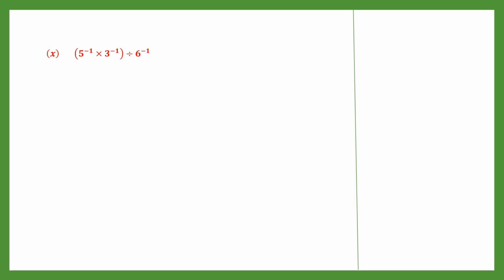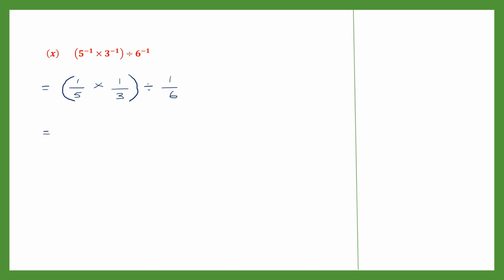Question 10. So here we have in brackets 5 raised to a negative power and 3 is also raised to a negative power. Product of these two divided by 6 raised to minus 1, another negative power. So we know what to do when we have negative powers, isn't it? 5 raised to minus 1 will now become 1 by 5 raised to 1, which is 5 itself, into 3 raised to minus 1 becomes 1 by 3 raised to 1, which is 3 itself, divided by 6 raised to minus 1 becomes 1 by 6 raised to 1, which is 6 itself.